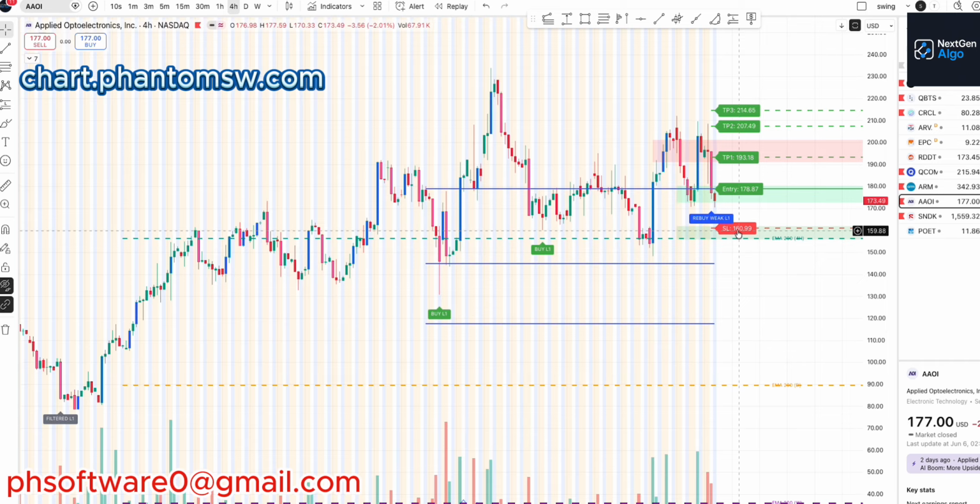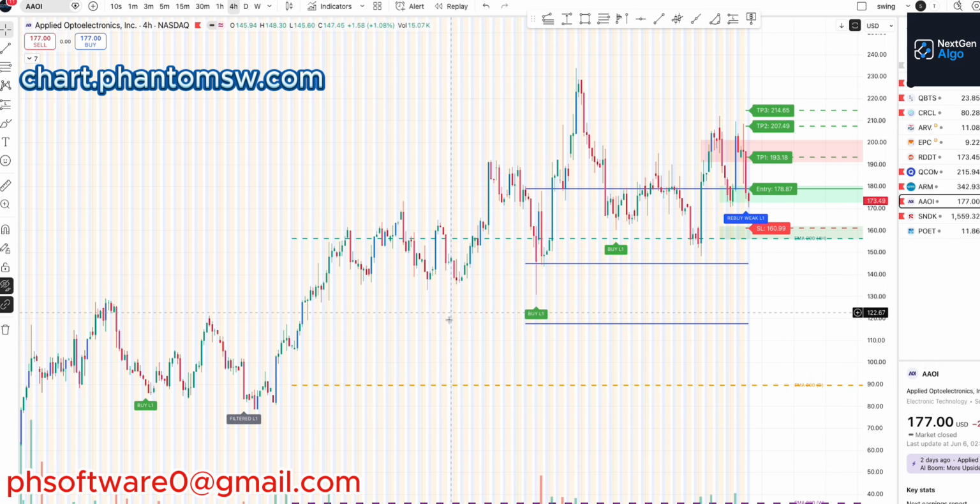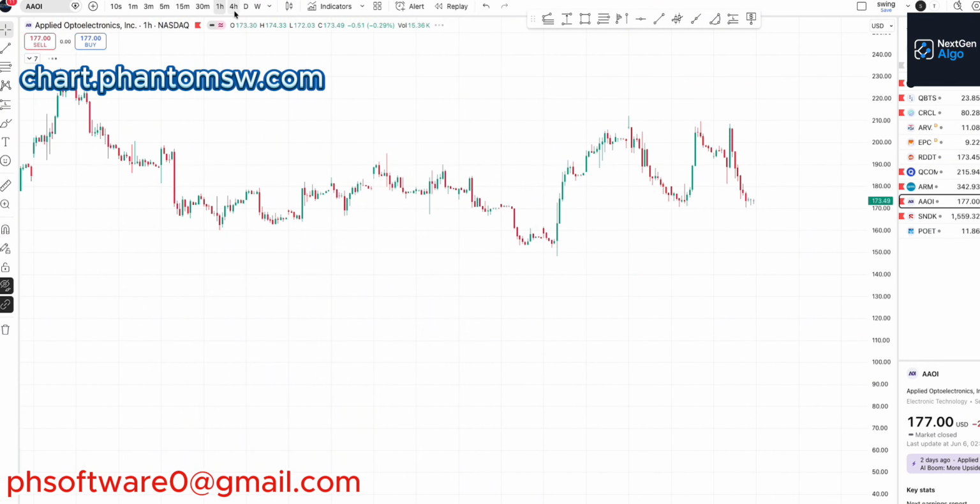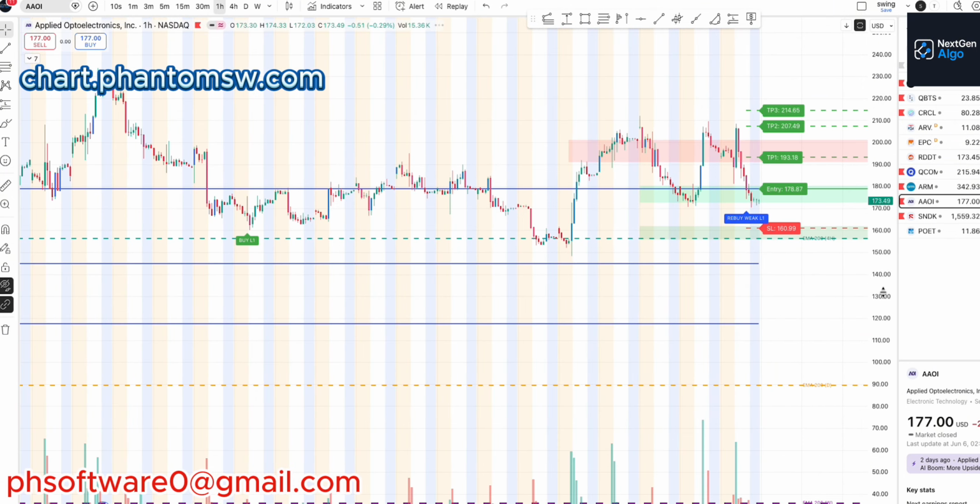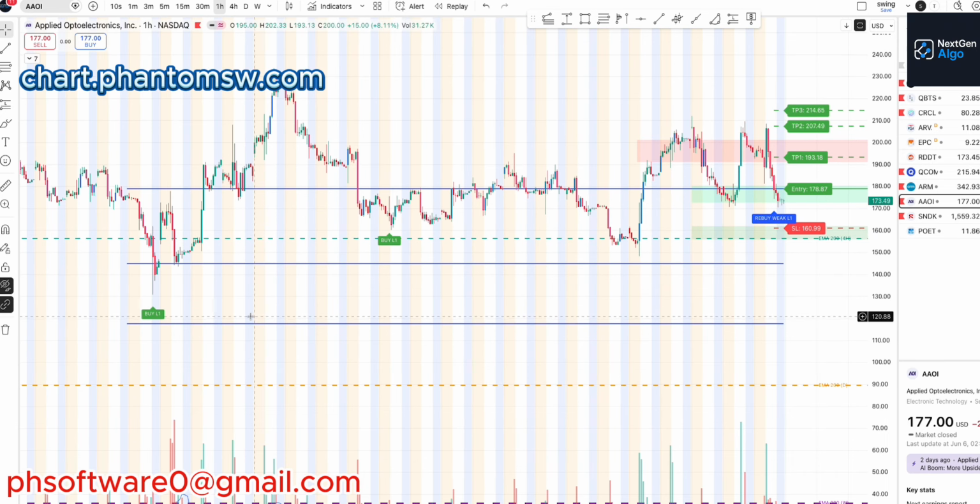The indicator works on any time frame, but for the best results, it is recommended to use the 1 hour to 4 hour time frames. You will see the same signals in the same locations across different time frames, but for higher accuracy, the 1 hour and 4 hour charts are preferred.